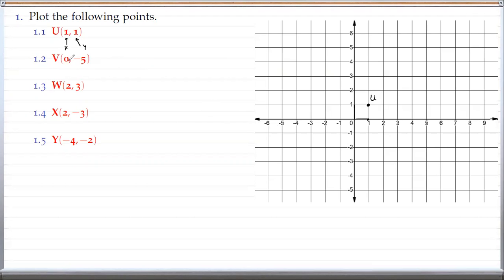Next, point V has coordinates 0, -5. That means we go 0 units along the x-axis. That means we don't go any distance along the x-axis. And the y coordinate is -5. So we go 5 units down since it's negative. So we go 5 units down along the y-axis. 1, 2, 3, 4, 5. So we are right here. So this is the point V.